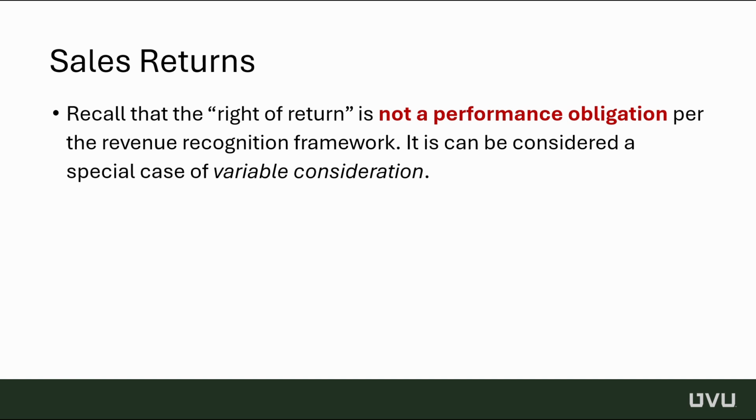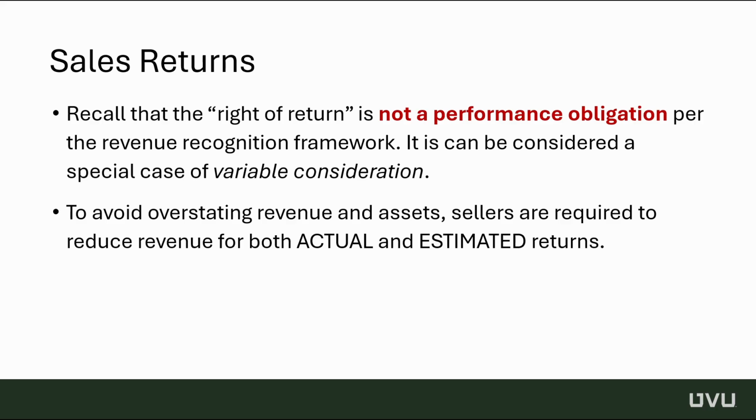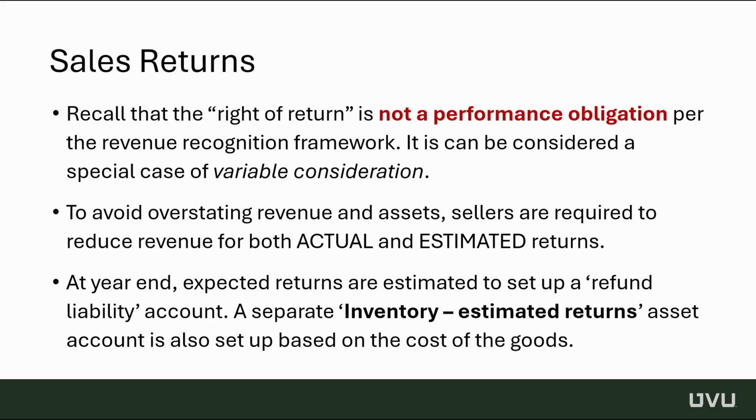Specifically, we need to account for both actual returns that have happened and estimated future returns. So at the point of sale, if you know that some percentage of items will be returned, you reduce revenue for that estimate. Then, at year end, you estimate what returns will happen in the future and set up a refund liability account. You also debit an inventory account for the estimated returns based on the cost of those goods.